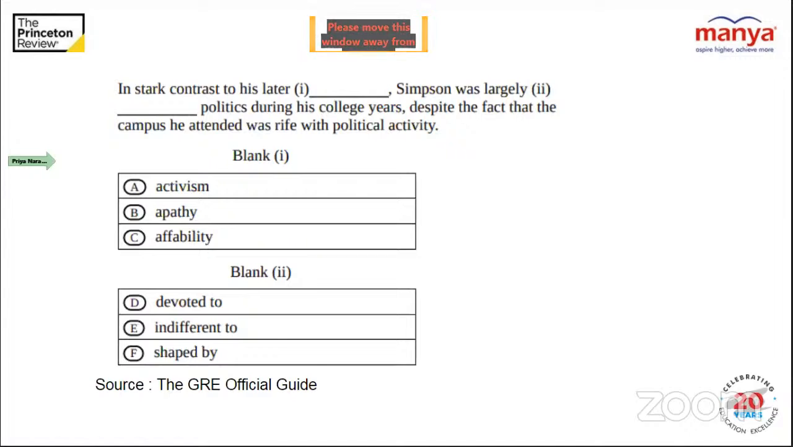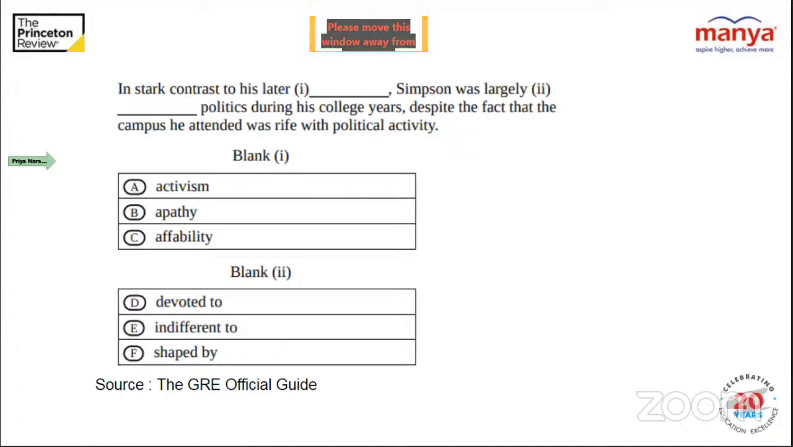In stark contrast to his later blank, Simpson was largely blank politics during his college years, despite the fact that the campus he attended was rife with political activity. So when it comes to double blank or triple blank text completion, remember, it's not just about the vocabulary, our ability to read the text and understand it also plays a vital role.